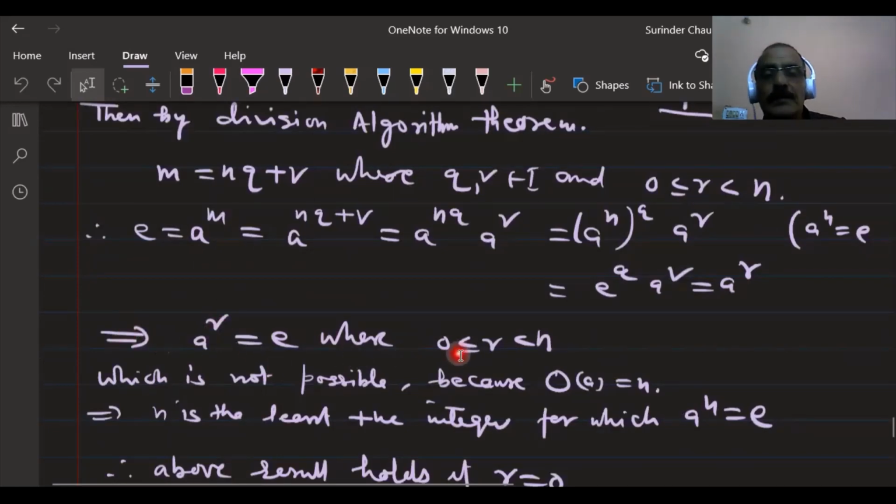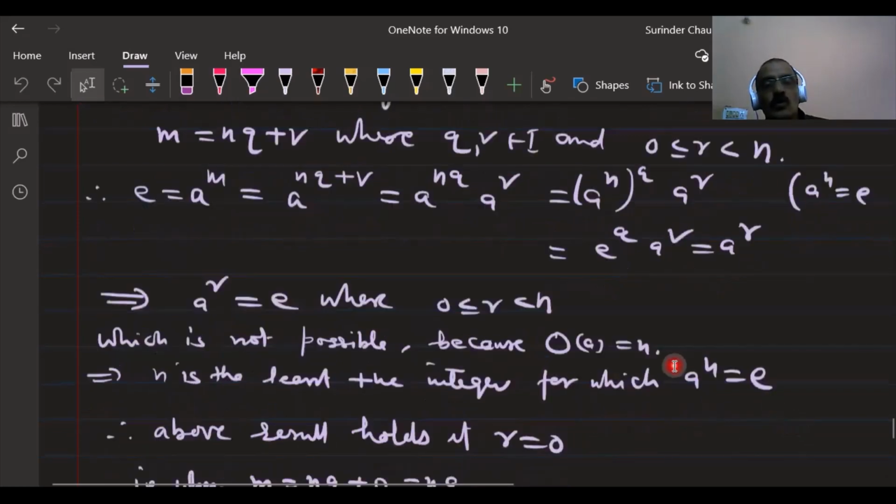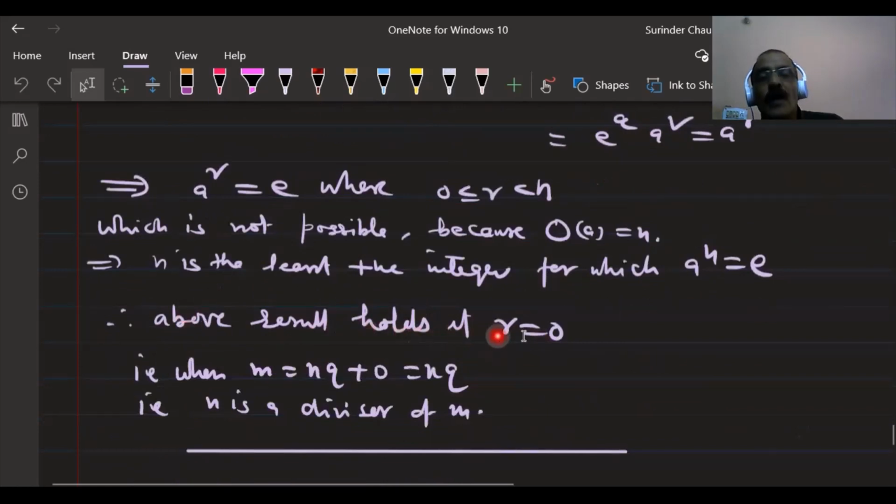Implies a^r is equal to e, where 0 < r < n, which is not possible because the order of a is n. So a^r is e with r less than n, but the order of a is n, which means n is the least positive integer for which this holds. This holds true only if r comes out to be 0. So m is equal to nq, which implies n divides m.